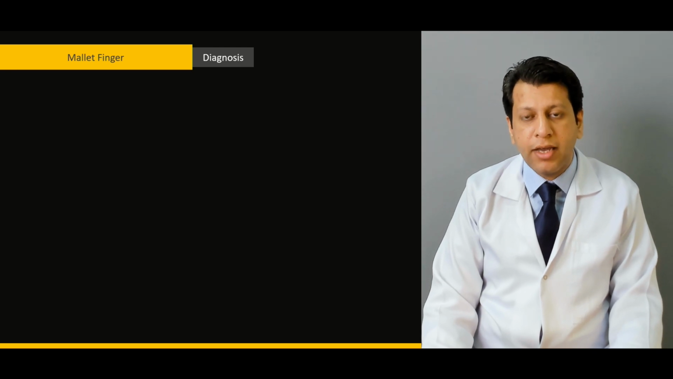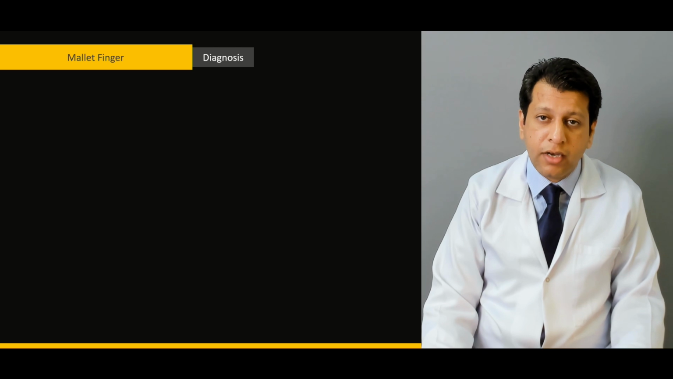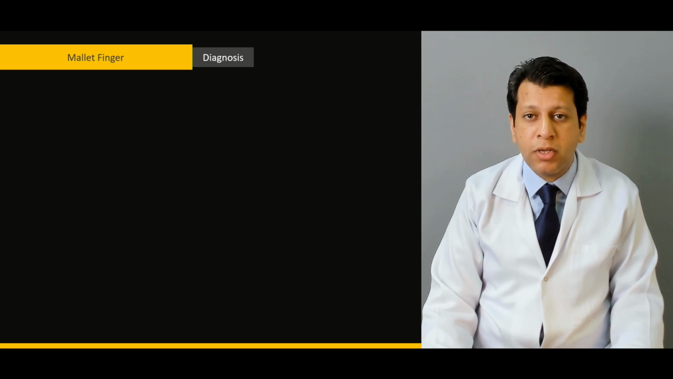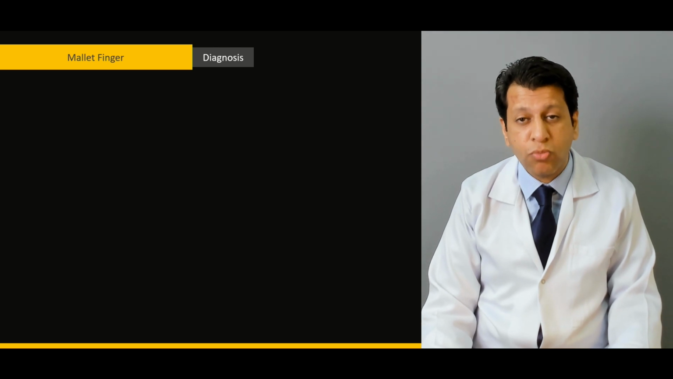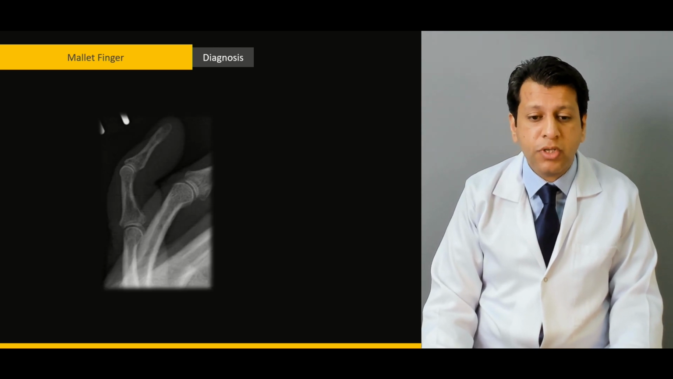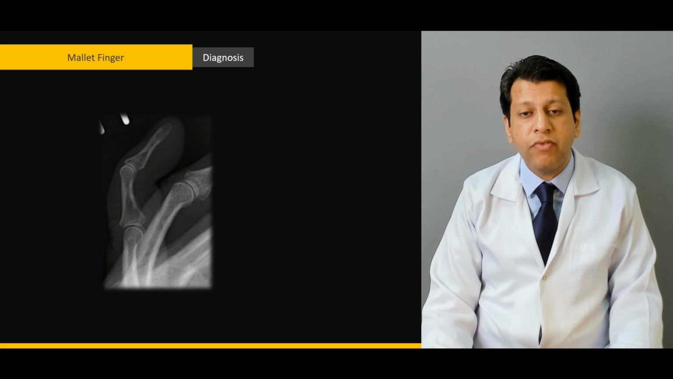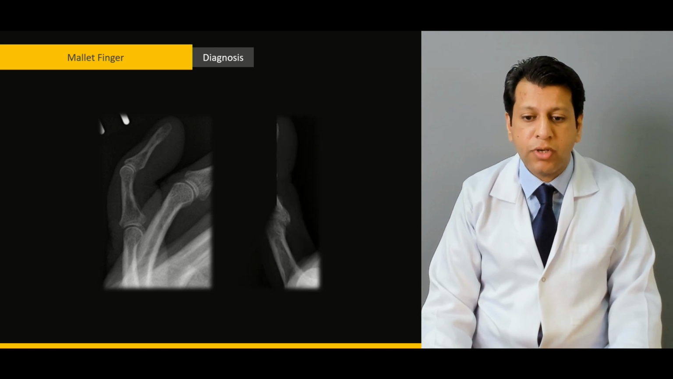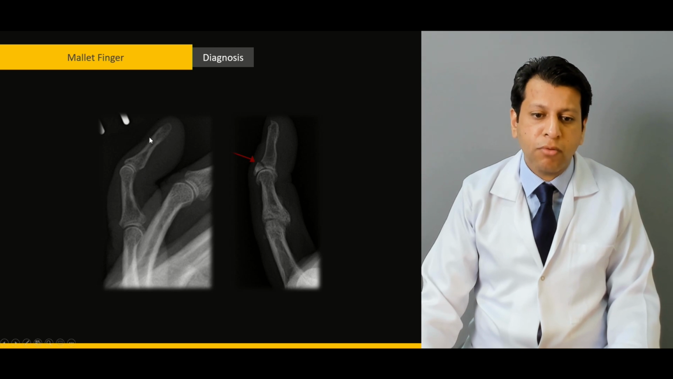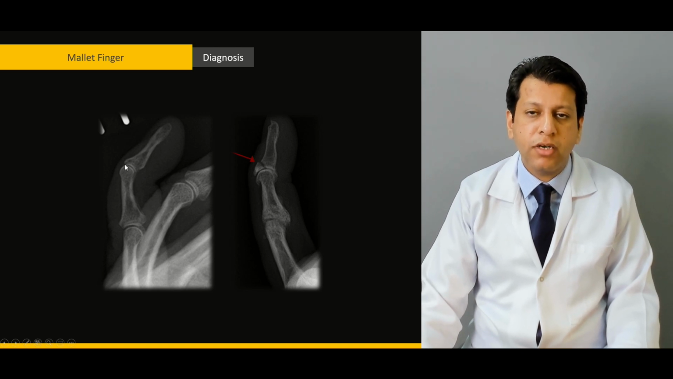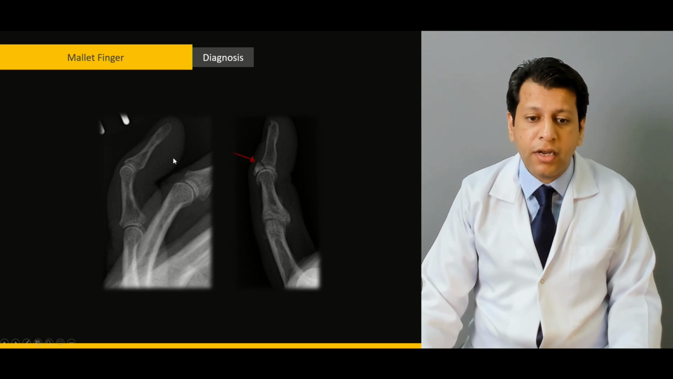So how do we diagnose it? Usually there is an associated history of trauma, and it may be an isolated ligamentous injury, and the X-ray may be normal as well, but mostly it is associated with a distal phalanx fracture, as you can appreciate here. This is showing a mallet finger with an isolated ligamentous injury, in which only the extensor tendons are ruptured and the phalanx is going into flexion.